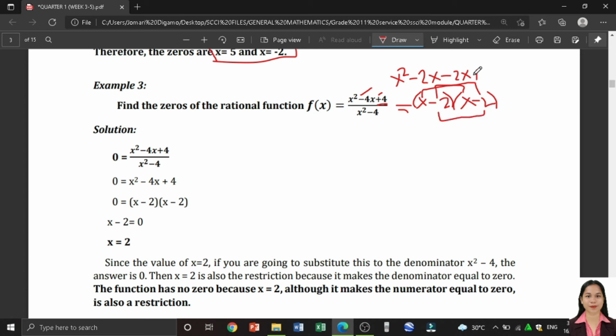Then combine like terms, you just copy x squared. So we have here x squared. Then negative 2x minus 2x is negative 4x, which is our middle term. And then copy positive 4, which is our last term. So therefore, our factors are correct. Okay.